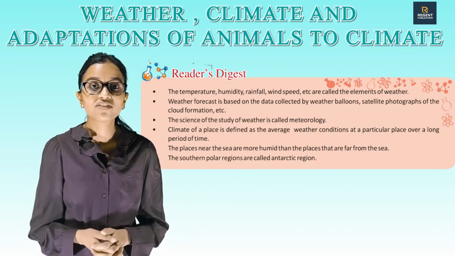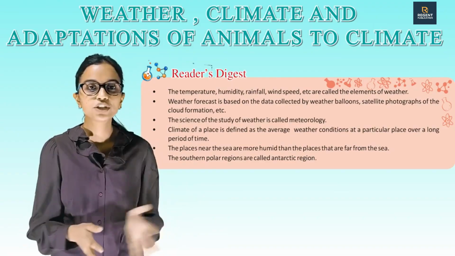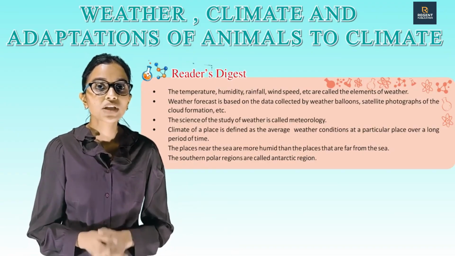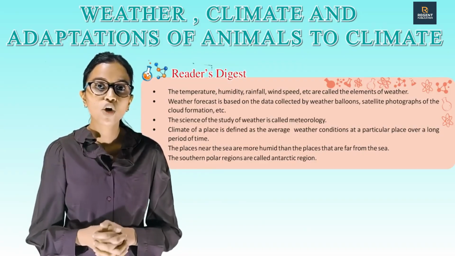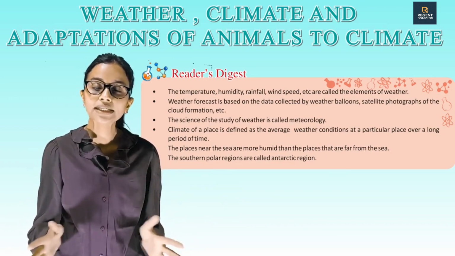Climate of a place is defined as the average weather conditions at a particular place over a long period of time. The places near the sea are more humid than the places that are far from the sea. The southern polar regions are called Antarctic region.